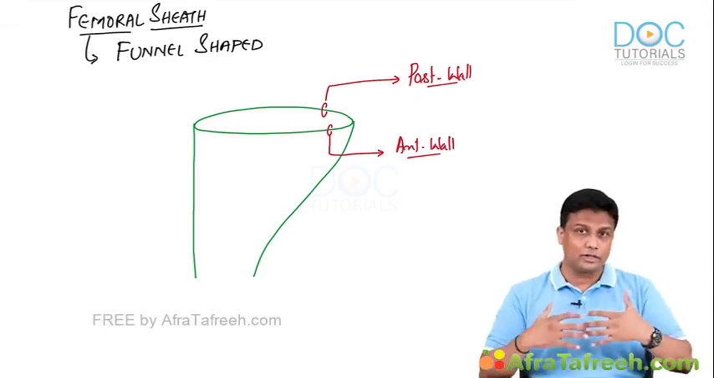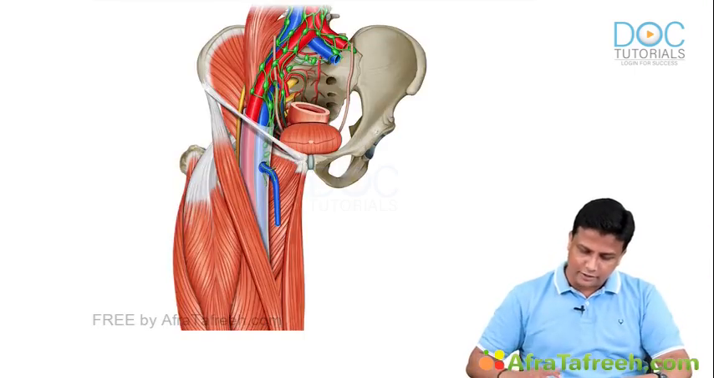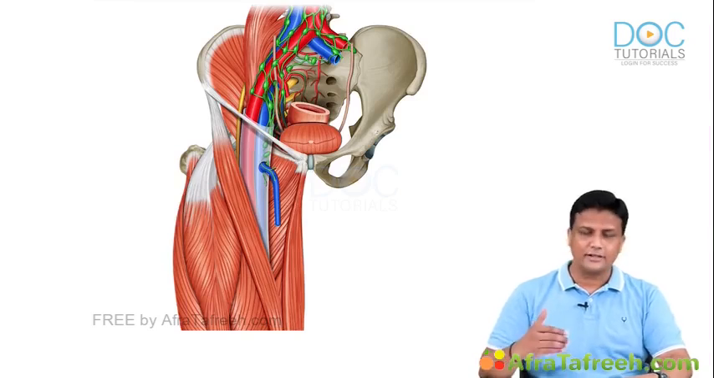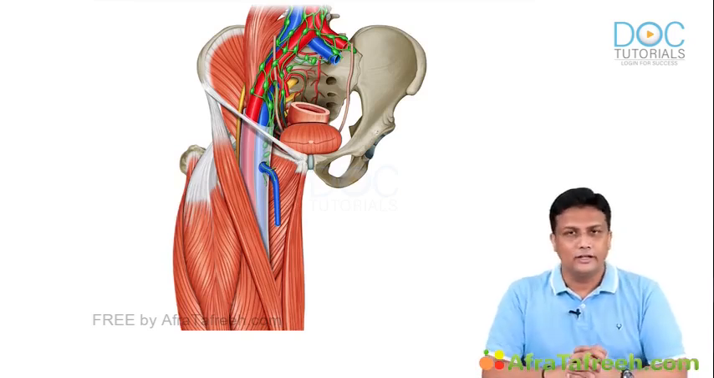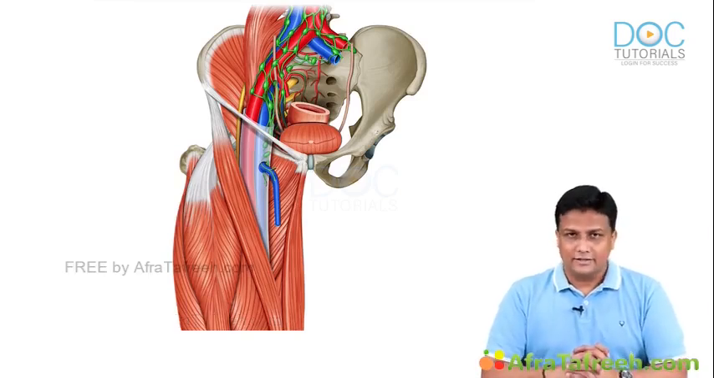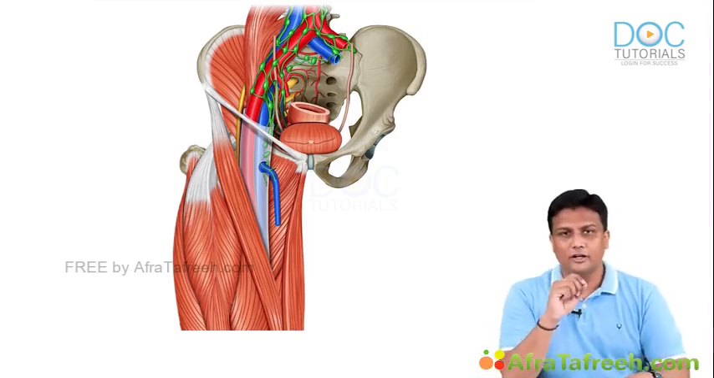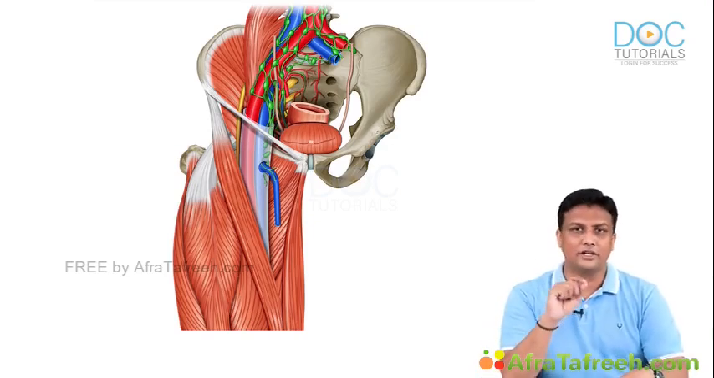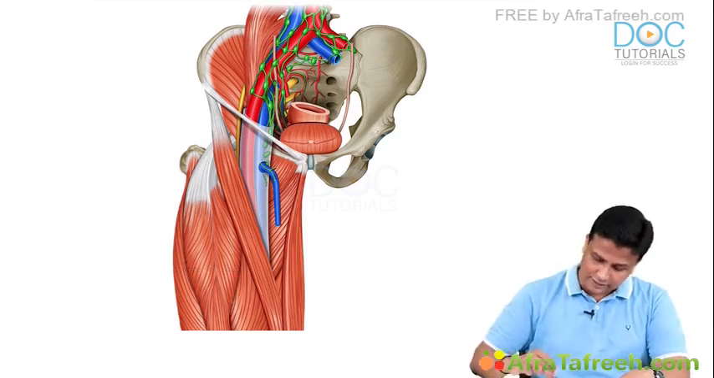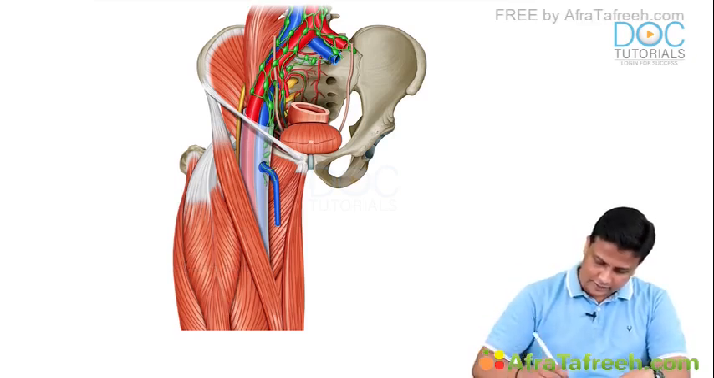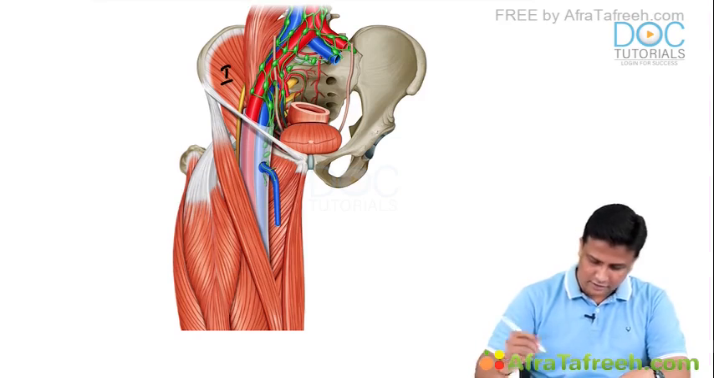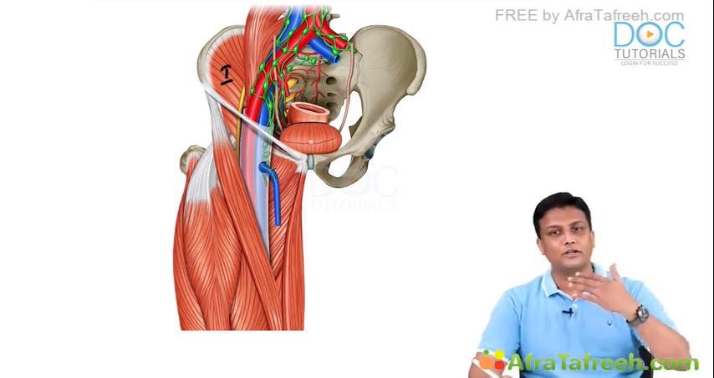Similarly, what about the posterior wall? You can clearly appreciate in the diagram here, the femoral sheath itself is actually located on the iliacus muscle. And that is the reason why the posterior wall is actually the extension of the fascia covering the iliacus muscle, fascia iliaca. Fascia iliaca. You can clearly appreciate there. This muscle here is actually the iliacus muscle, and on that iliacus muscle you have that femoral sheath.